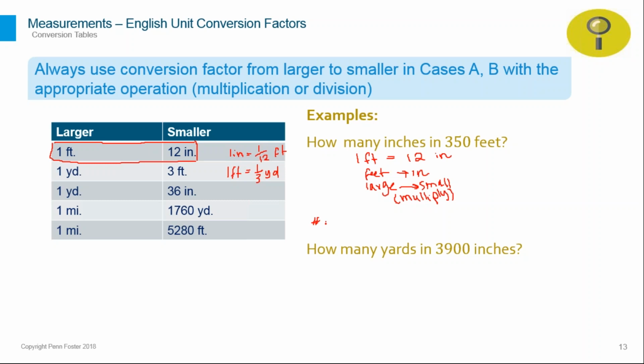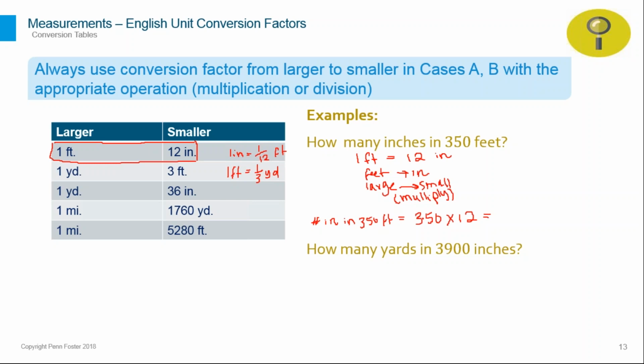So the number of inches in 350 feet equals, we said we're going to multiply. Multiply what times what? The number of feet times 12, the conversion factor. Multiply using a calculator, I always say, because our goal in this lesson is to understand how to convert units. I do not like to get distracted and do the multiplication using paper, the manual way.